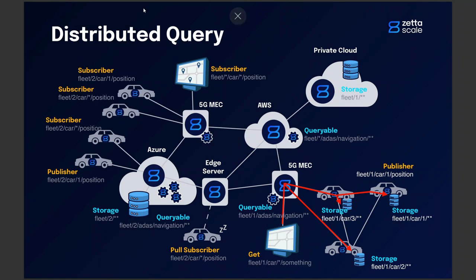We also support queries, so this is the queryable. If I want to query some data information, it can be distributed to each car. For example, we have several custom databases on each vehicle, and I make a get query on all the cars in fleet one. This query will be sent to each database on each vehicle, because we have the data storage declare this kind of key expression, fleet one, car one, and star star, listening on each vehicle, so that once a query request is sent to it, it will reply properly.